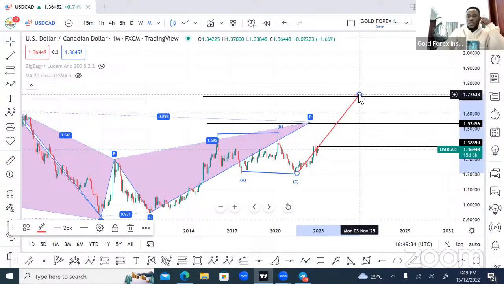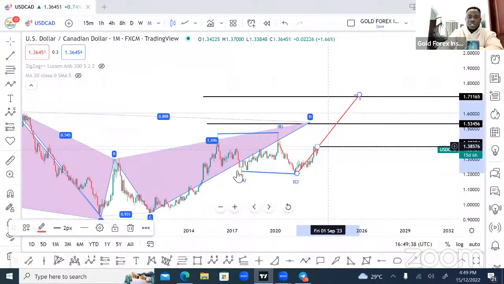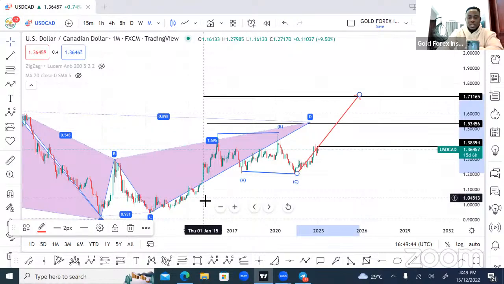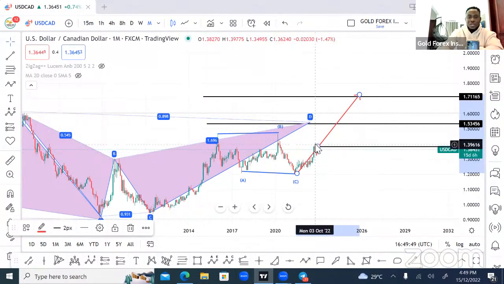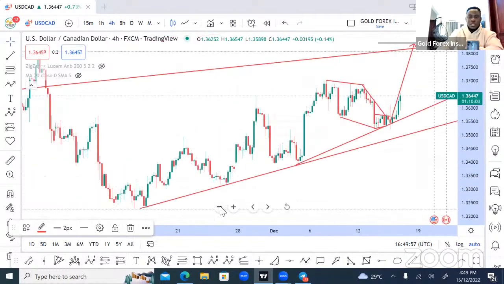Now, if that's the case, then we are only looking for short-term corrections, just like we are seeing an impulsive leg here, then a short-term correction, another impulsive leg, short-term correction. So these are the kind of corrections we are seeing over here. Now let's go to the 4-hour and see the move over there.